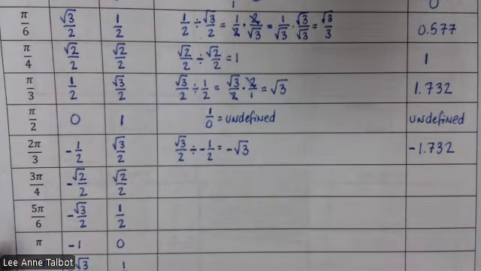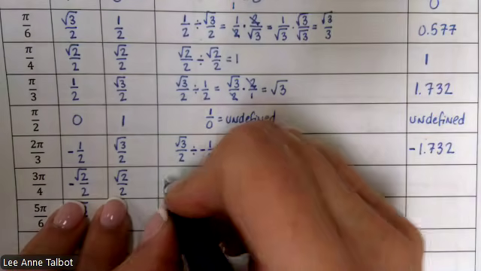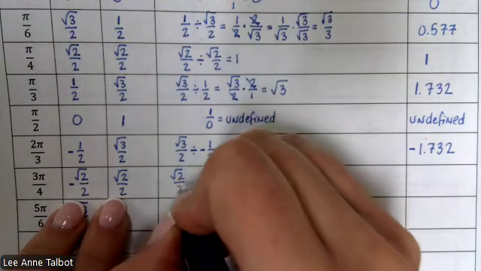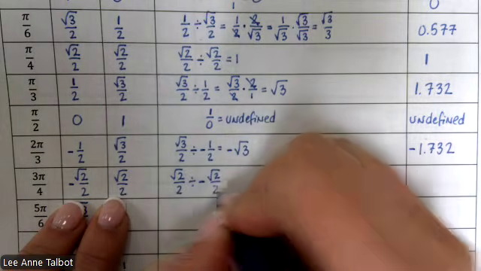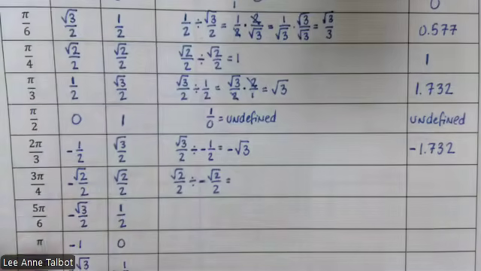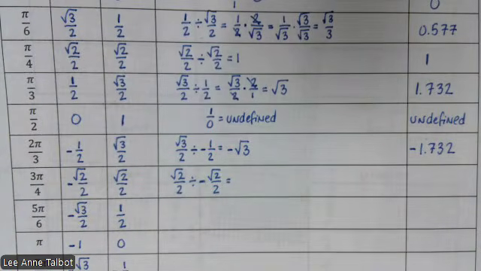Pattern detection is good for your brain. Okay. Root 2 over 2 divided by negative root 2 over 2. What's the same thing divided by, wait, what's something divided by its negative self? -1.